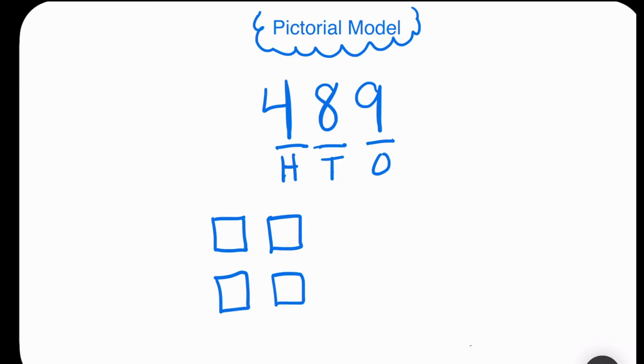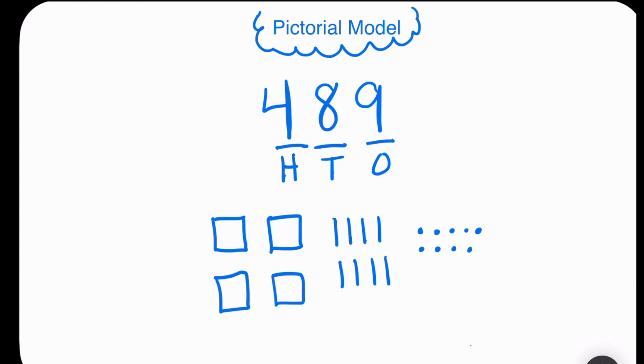I've got 8 tens or 80. So I'm going to draw that next: 10, 20, 30, 40, 50, 60, 70, 80. And then I have 9 ones. So I'm going to draw 9 units. There's 5, 6, 7, 8, 9.